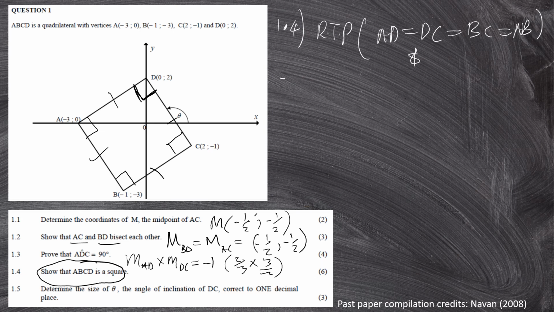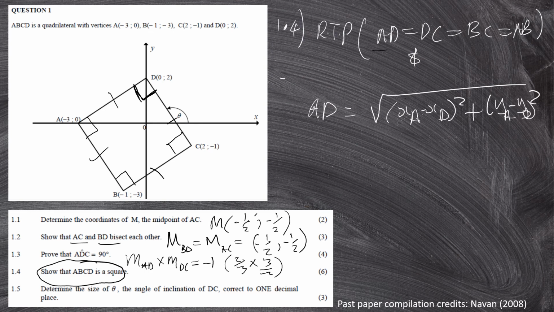You can do that on your own and just calculate the length of AD, DC, BC, and AB using the distance formula. For example, for AD, you will say it is equal to the root of (x at A minus x at D) squared plus (y at A minus y at D) squared. Then you calculate and show that indeed it is x squared. Let's now quickly go to 1.5.